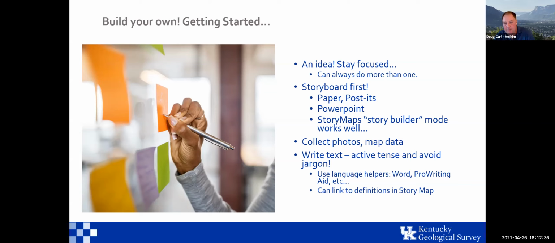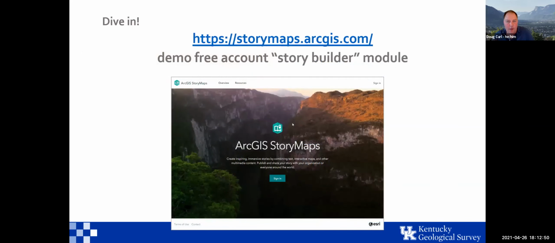And then using language helpers like Word as a writing aid, which give you feedback on your grade level and tense and everything, works really well. So that's just my little advice. So I will go into the story map builder, and I'm not going to do it that way. I'm going to do it this way. Sorry if you're getting dizzy going back and forth. Let's see. So that's what I want to share.